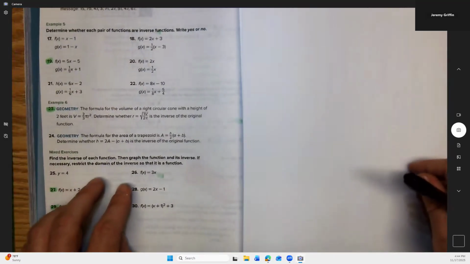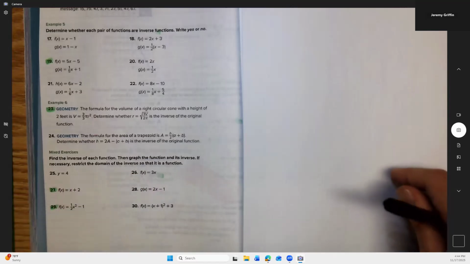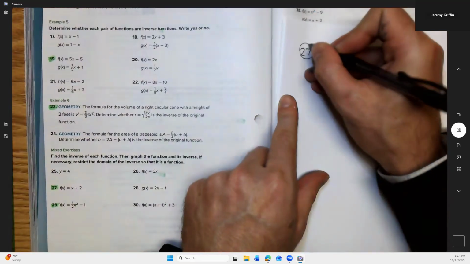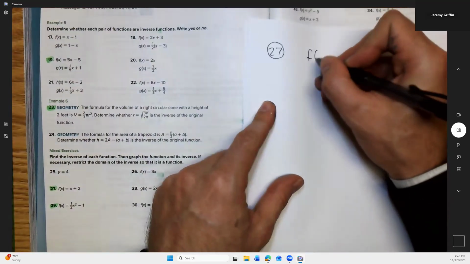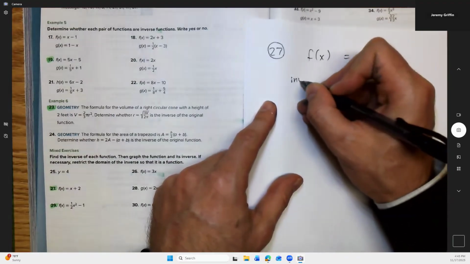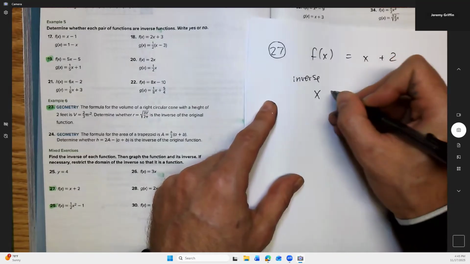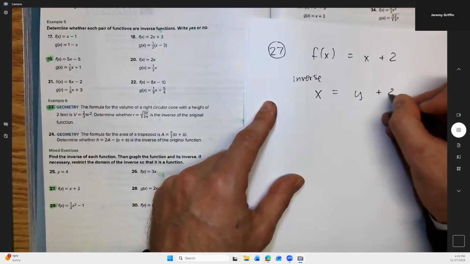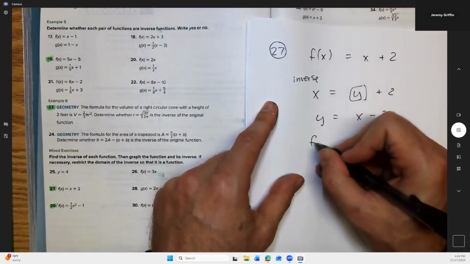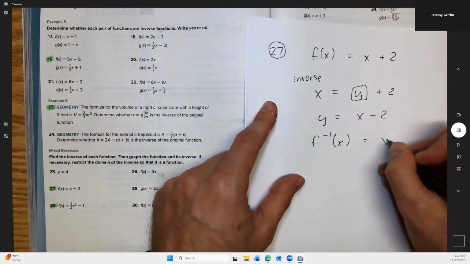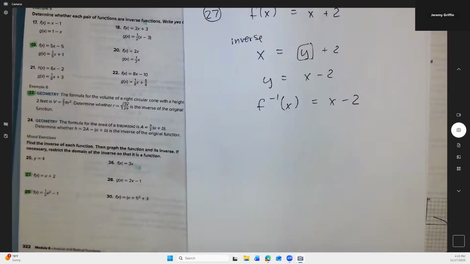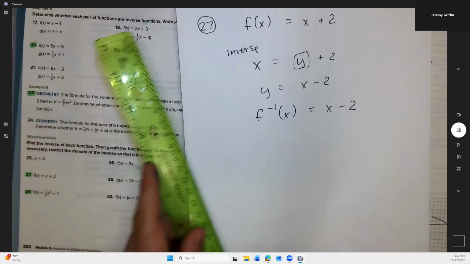Find the inverse of each function, graph the function and the inverse. If necessary, restrict the domain. Okay, we've done a bunch like this, so yeah, maybe I'll do this a little faster. What if f of x equals x plus 2? Well, for the inverse, I can do x equals y plus 2 and solve for y. Right, so just subtract over 2. So now f inverse would be x minus 2. Now what do these look like graphed out?